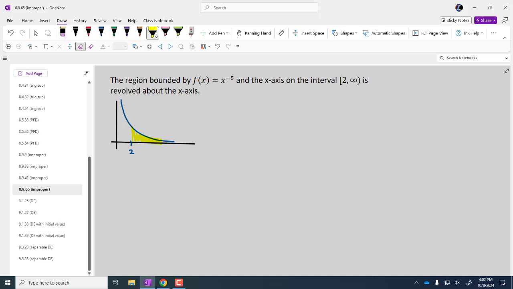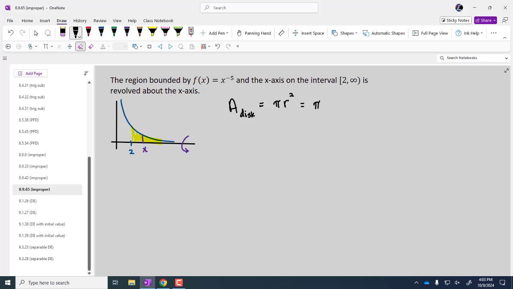We are rotating around the x-axis. We're going to use some disks here. So we're going to choose a random vertical element and rotate it around the x-axis. So we are using disks. The area of a disk is pi times the radius squared. What is the radius in this case?